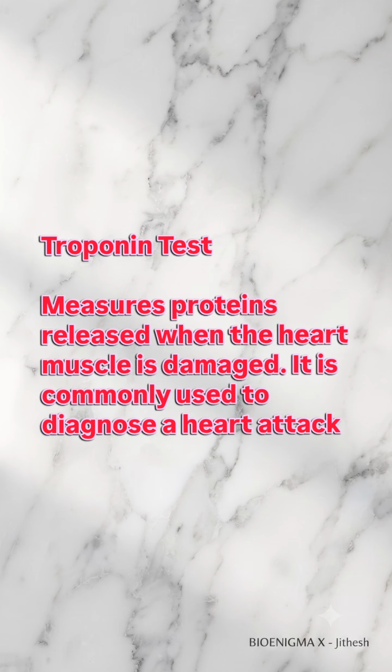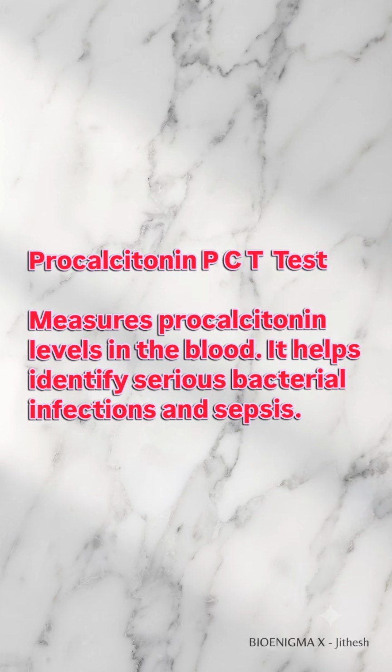Troponin test measures proteins released when the heart muscle is damaged. It is commonly used to diagnose a heart attack. Procalcitonin, PCT, test measures procalcitonin levels in the blood. It helps identify serious bacterial infections and sepsis.